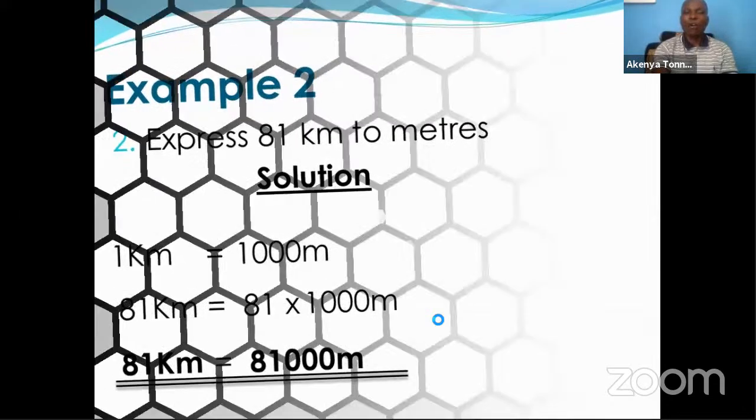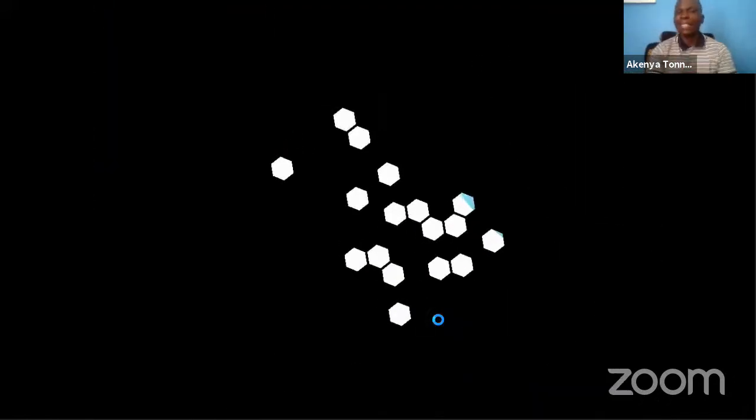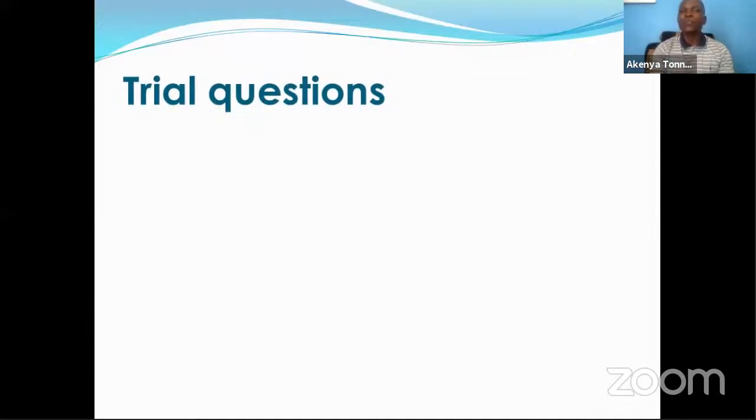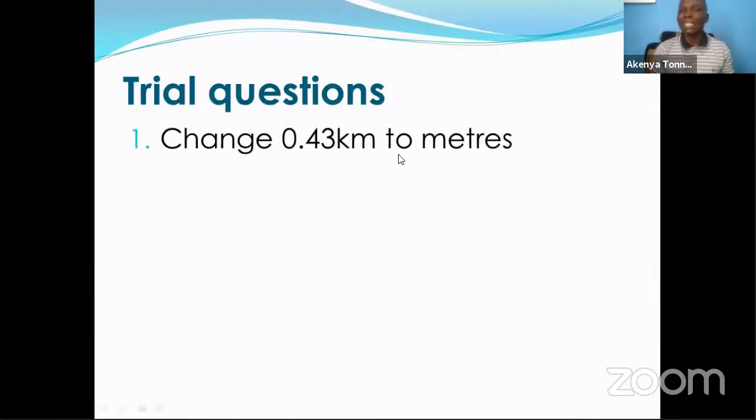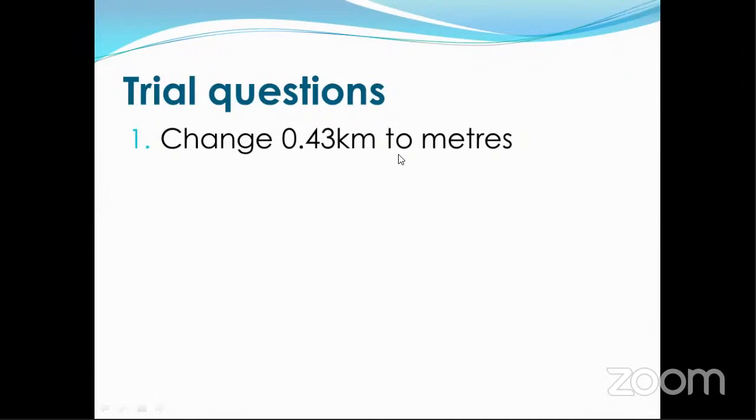Now, what is the next thing that we are going to do? I have given 2 examples, which we have done. So let's go to the trial question. This trial question is being done by you. Do this trial question and then give us the answer. What is question number 1? Mulunji, can you read for us question number 1? The trial question is for all of us.